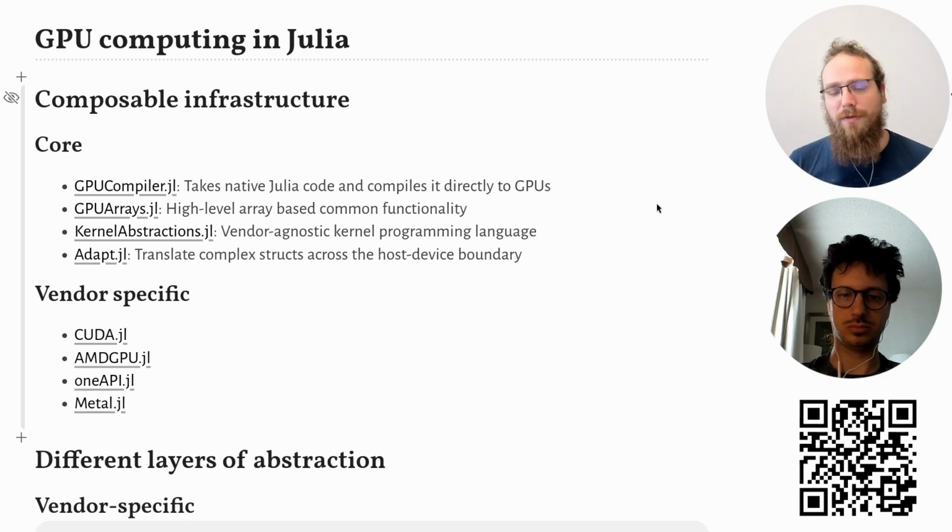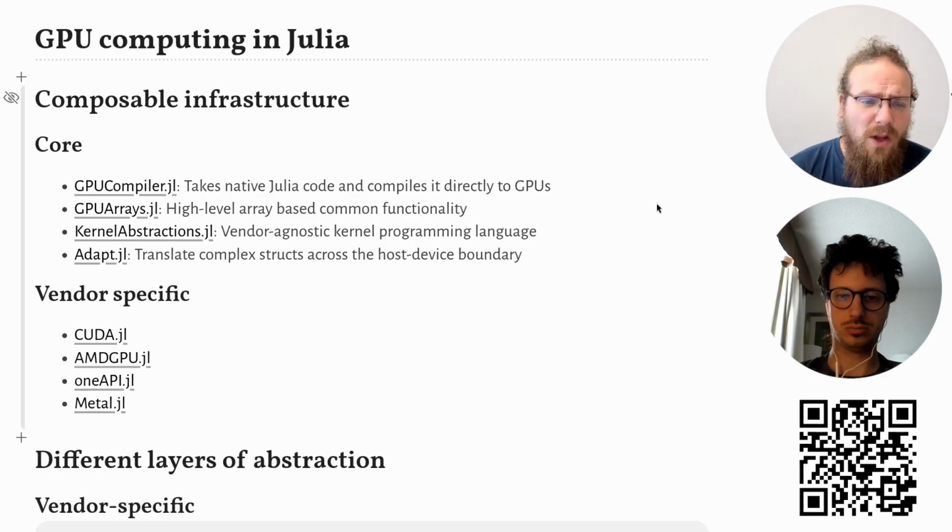And so it's quite useful when you have more complicated state. All of that is then supported by a suite of vendor-specific packages: CUDA.jl, AMDGPU.jl, oneAPI.jl, and Metal.jl. Metal.jl is for Apple GPUs. oneAPI.jl is for Intel GPUs. AMDGPU is, of course, for AMD, and CUDA is for NVIDIA. And these are in various states of development.